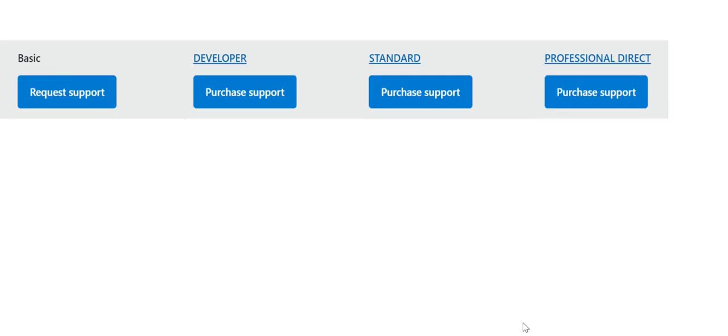Now in this part we will look at some questions which are related to the Azure plans. Before we start with the questions, let's look at the different types of plans. We have basic, developer, standard, professional direct.